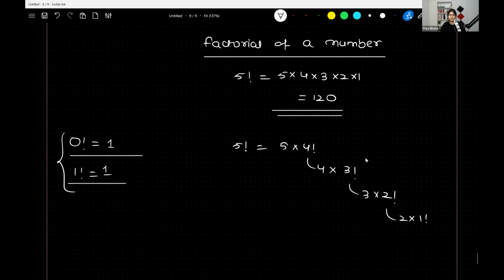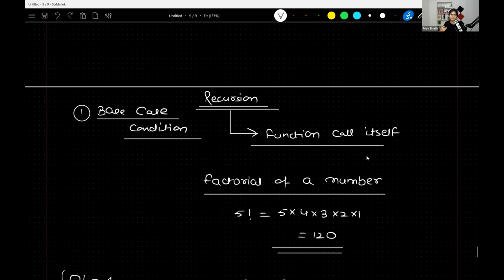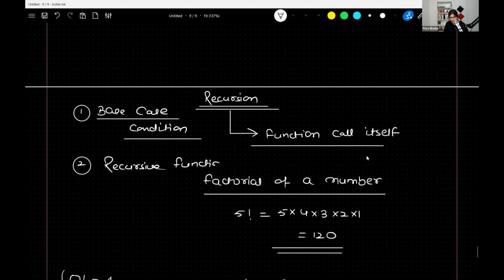So whenever we're talking about recursion, always in a recursive code, think about two things. First thing is the base case condition. What is the meaning of base case condition? The simple meaning is that when your value of n is very, very small, can you, without doing any calculation, directly return the answer? And second thing is the recursive function call. Base case condition and recursive function call.